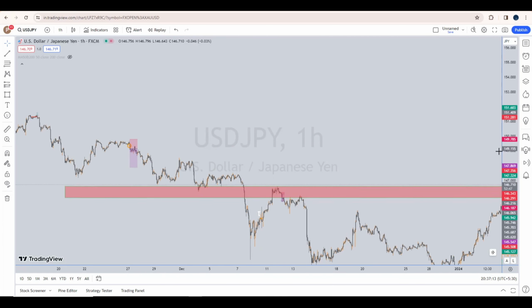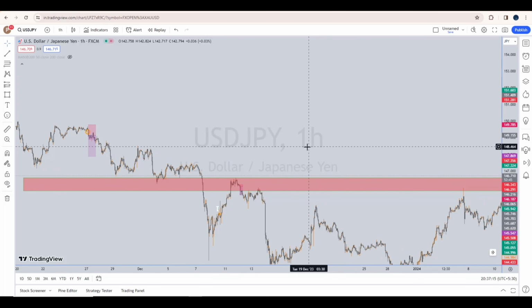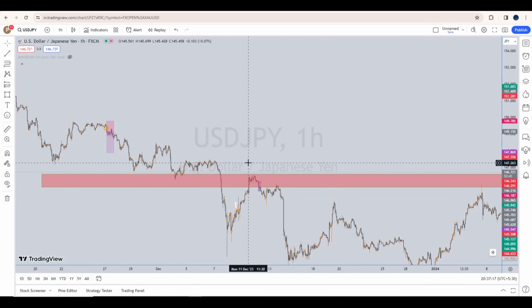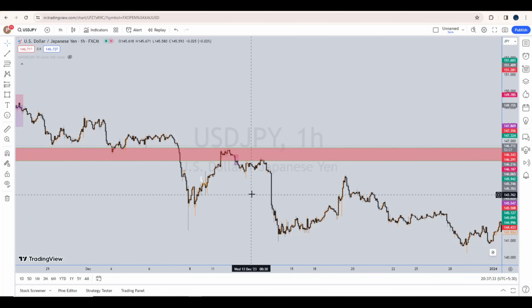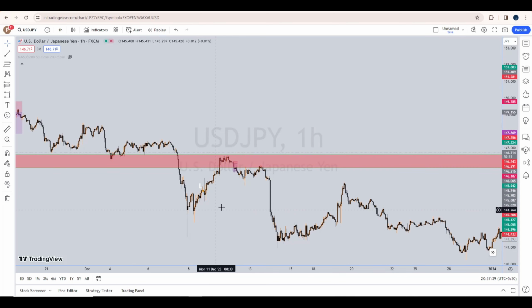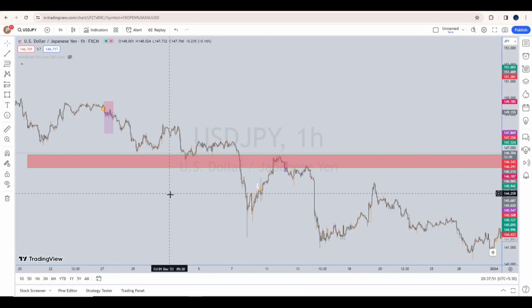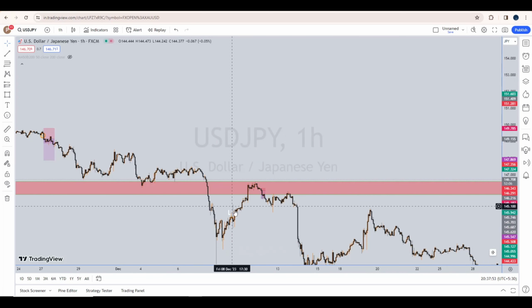Okay, so let's first understand what is supply. Basically, when the supply of a product increases, its price drops. So it acts as a resistance for the price. Okay, so that is a supply zone or a resistance zone.